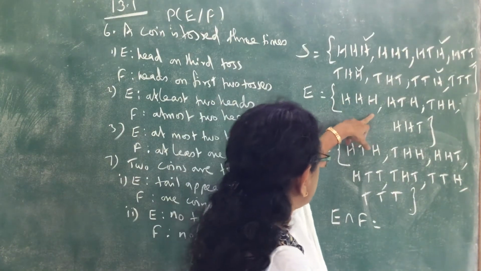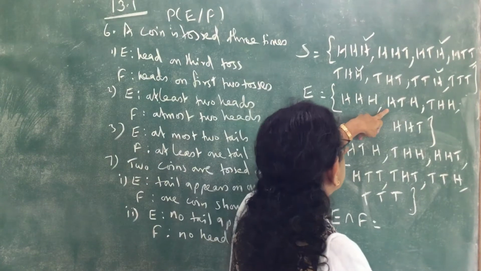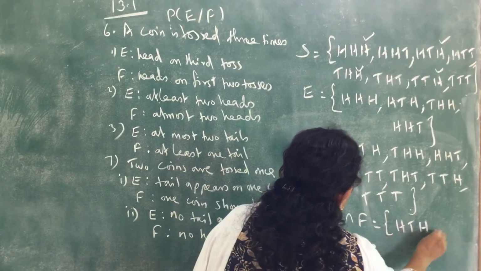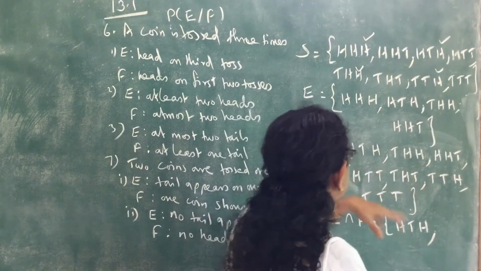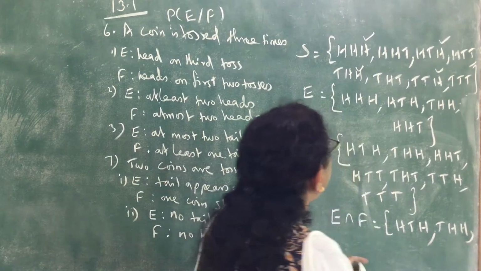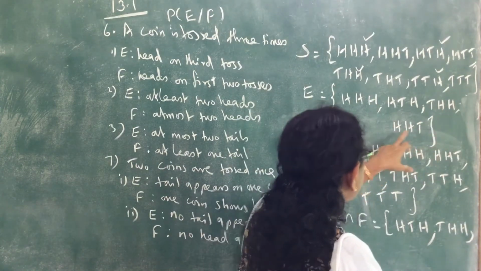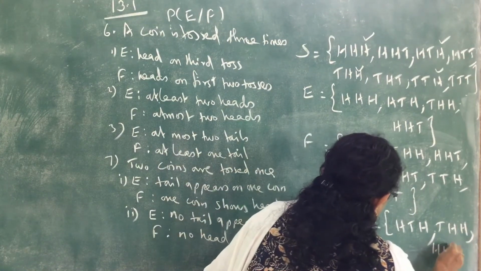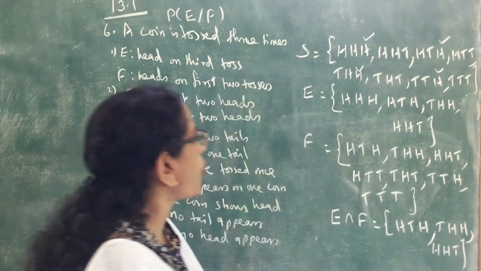Here H, H, H is not in both. Then H, T, H is here and here. Then T, H, H is here. Then H, H, T is here, H, H, T. So these are the common elements.